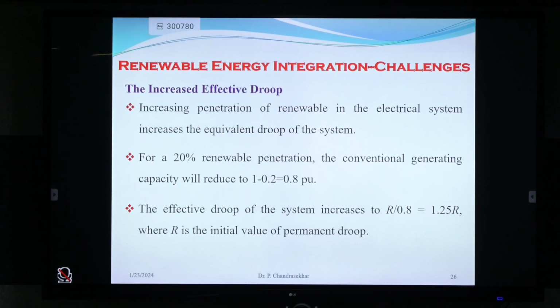Increased effective droop. As I mentioned, these renewable energy sources are interfaced with the help of power electronic converters, so we are going to lose the inertia of the system. If the inertia is not there, even for a small disturbance our system is going to experience large variations and oscillations. If large oscillations are there, the system may become unstable at any point of time. So we have to convert our controls, or bring virtual inertia concepts into the system, so that a renewable energy source interfaced with a power electronic converter can operate stably, even under disturbances.